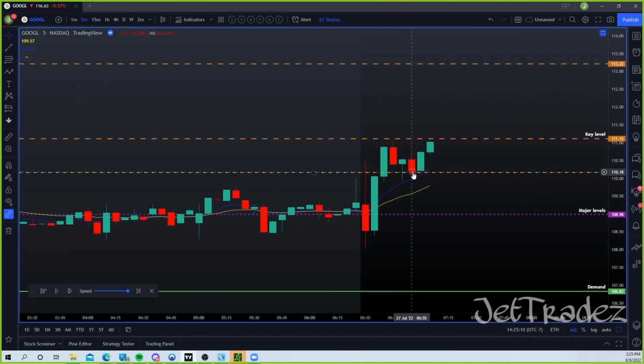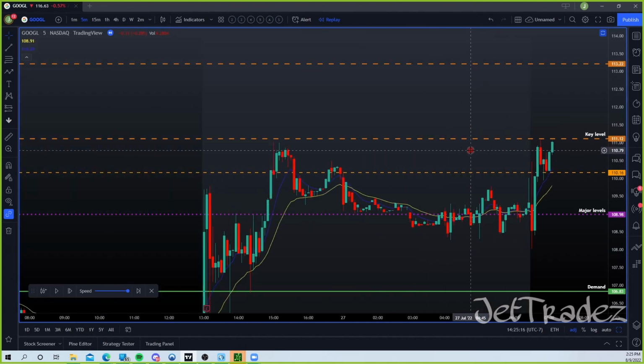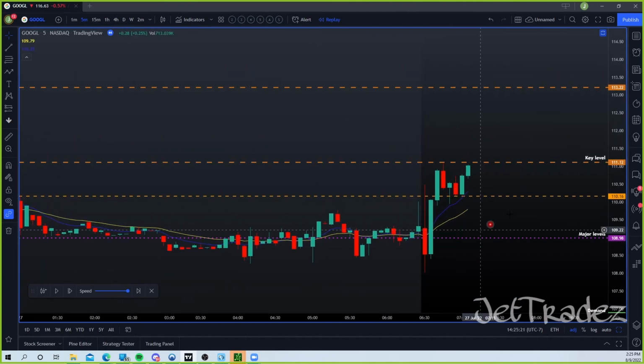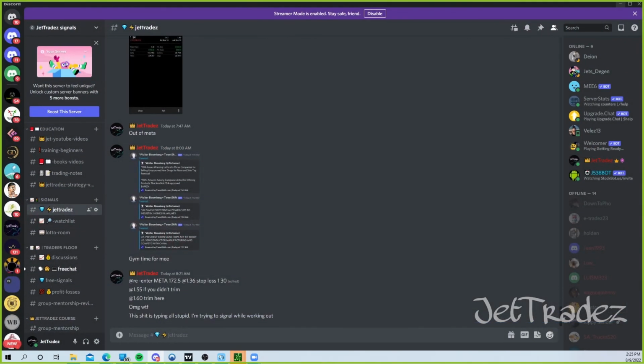Okay, so look what happens. It broke up. It's already going good. We're at 110, 111, 112. You notice that it rejected there, right? It rejected there a couple times already. So maybe you want to take profits or have a stop loss probably below here, that 110.73. That's why for me, I always have stop losses. Every trade that I take, I want to have a stop loss.